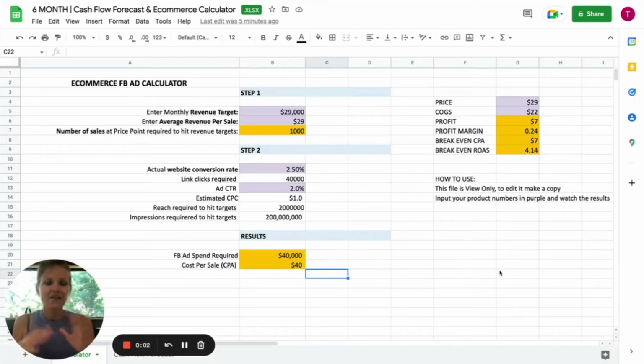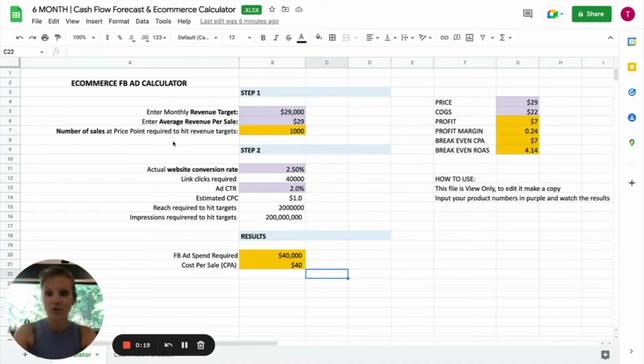Hey guys, in this quick video, I wanted to walk through a Facebook ad calculator in terms of how to know if your business and your product is right to scale with ads. And I'm going to make this calculator available just for free in the comments so that you can make an informed decision as to whether your product is ready for ads or not.